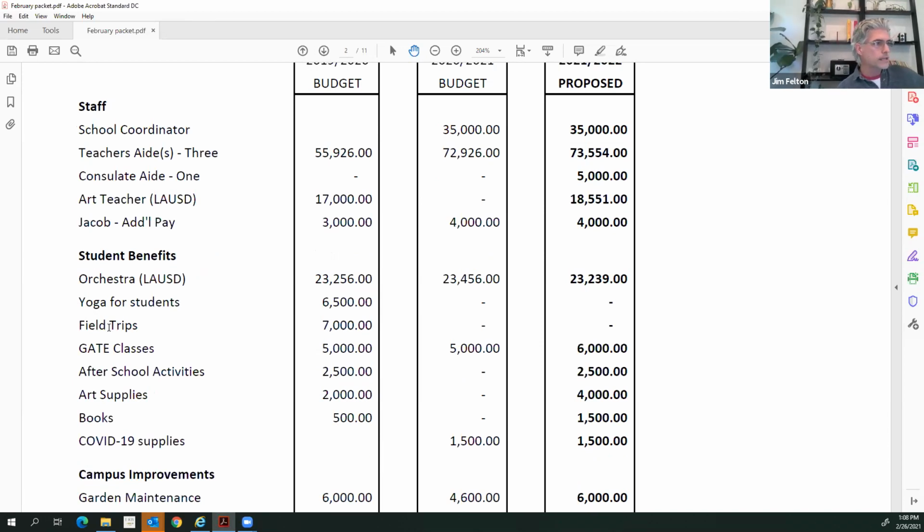So we're prioritizing orchestra, and of course now that we're hoping to be going back to school, we're hoping to be able to add in some art supplies, books, etc.